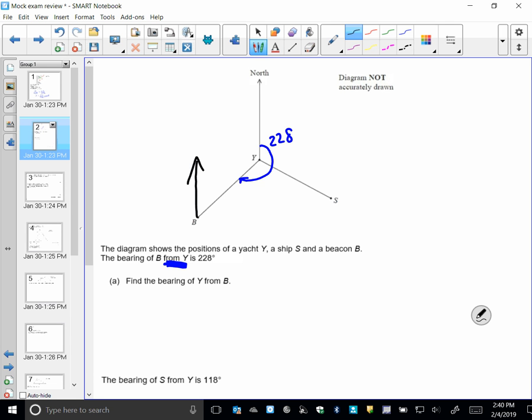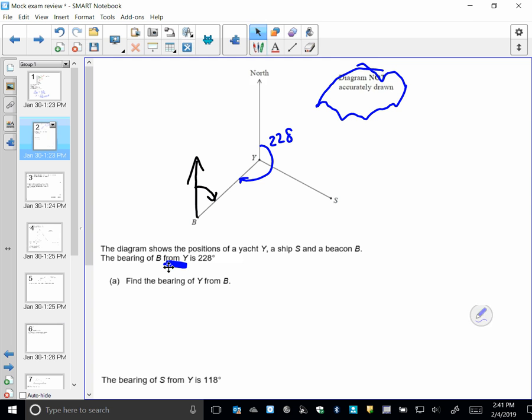So if they want the bearing of Y from B, what they want to know is this angle here. Do you all see that? This is our north line. This is the line joining B and Y. And it's always measured in a clockwise direction, so they need to know this missing angle. 45. Okay. So the important thing here is it says the diagram is not drawn accurately, nor does the board draw accurately.